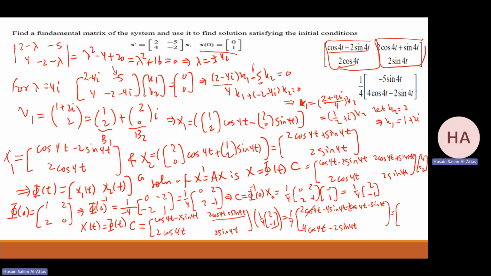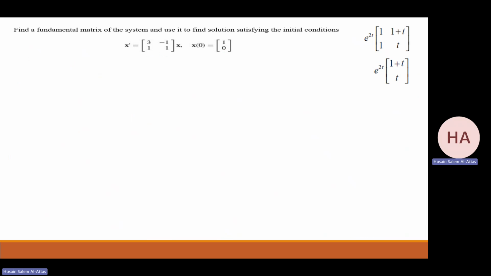If you look at this one, this is cancelled. So you have minus 5. Don't forget the 1 over 4. Minus 5 sine 40. And here I have this, which is this one exactly. A difficult but lengthy one.